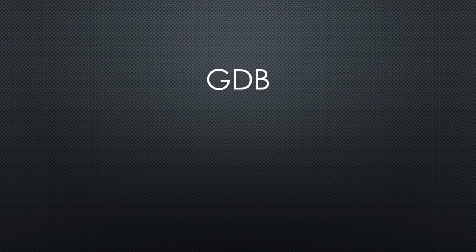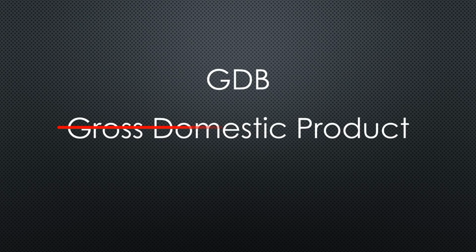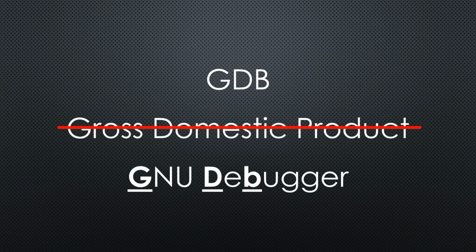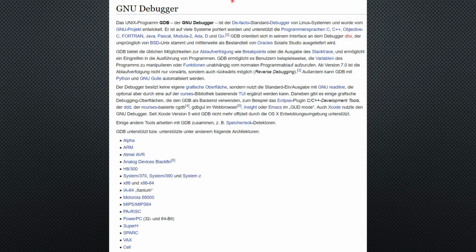No, it's not a wrongly written gross domestic product, a favorite word of economists. It stands for GNU debugger. It is the de facto standard debugger for Linux systems and a quite powerful tool. It not only supports our ESPs, it supports many other architectures like ARM and x86.